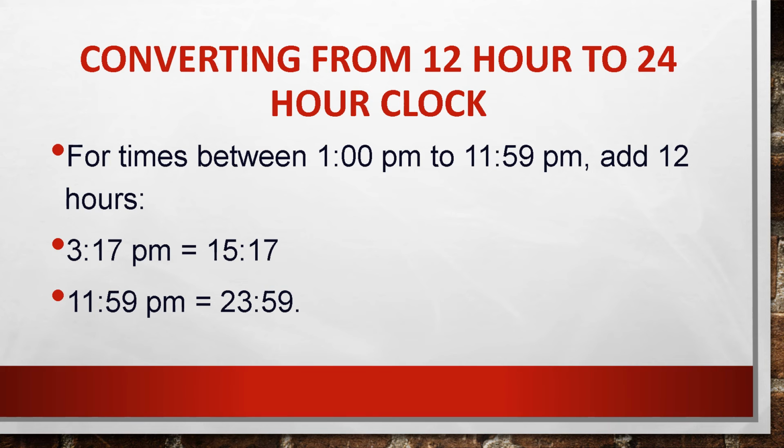Then the time between 1 p.m. to 11:59 p.m. You are not going to change the minutes, but to the hour you have to add 12. Like here, 3:17 p.m. You add 12 to the 3 hours, and the 17 minutes remain the same. So it becomes 15 hours 17 minutes. One more example, 11:59 p.m. Here 11 plus 12 gives 23, so 23 hours 59 minutes.